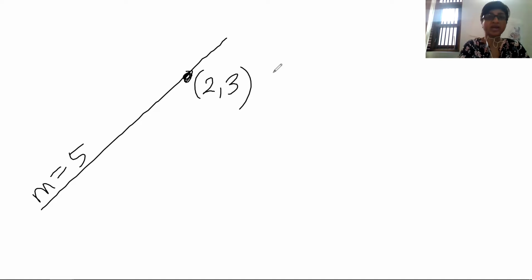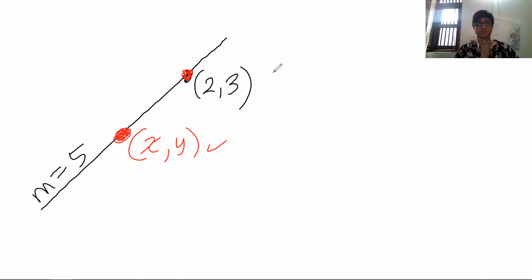Now I have given you one point. I have given you the coordinates of one point. So what I do is, suppose another point on this line is x comma y. Okay, a general point. This could be any point. So I say x comma y. I have a specific one point, 2 comma 3 is there. I take another general point, x comma y.